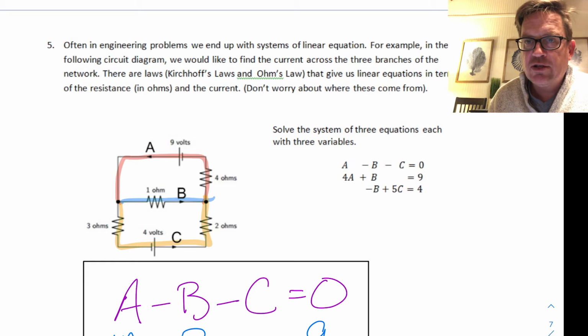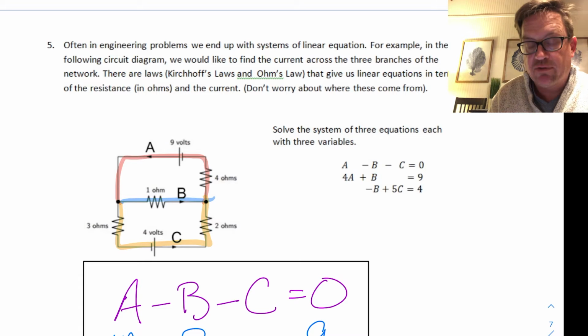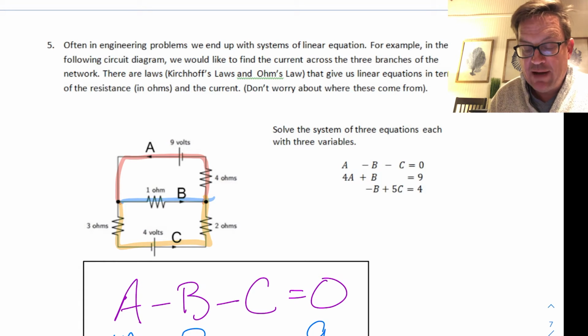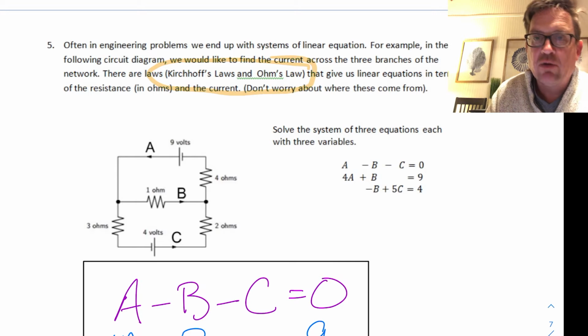And so on each of those, I could have a different voltage, a different amount of current going through there. And so I want to figure out how much current is going through A, how much current is going through B, and how much current is going through C. And there are some rules called Kirchhoff's laws and Ohm's law, which we're not going to really worry about.